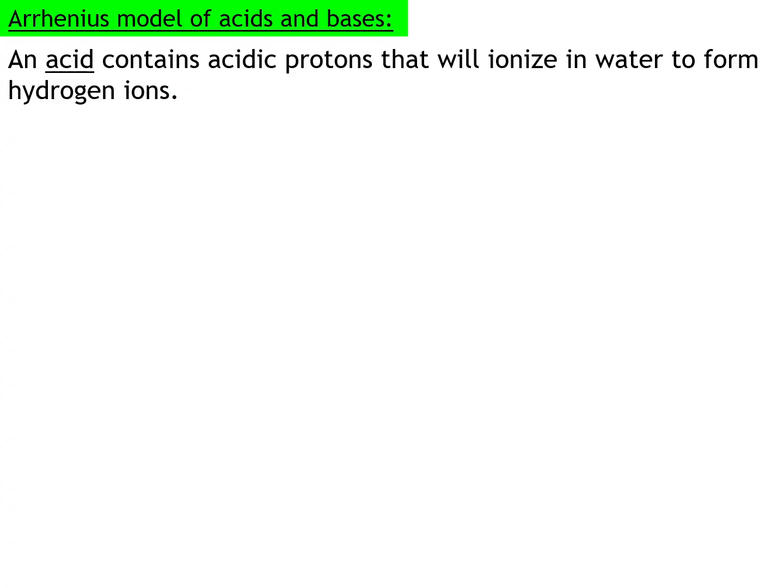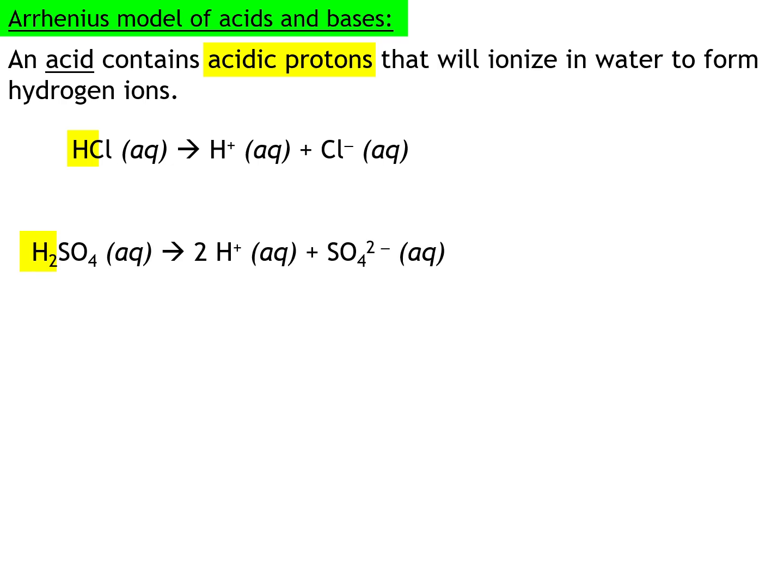Now we're going to be talking about two different models of acids and bases. The more simplistic one is called the Arrhenius model, and next lesson we'll go on to a more general model. So in the Arrhenius model of acids and bases, an acid is any substance that contains acidic protons that will ionize in water to form hydrogen ions. So here we have hydrochloric acid ionizing to form hydrogen ions and chloride ions. We also have sulfuric acid going to form 2 hydrogen ions for every 1 sulfate ion.